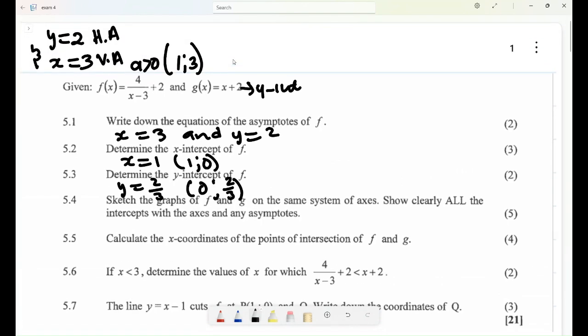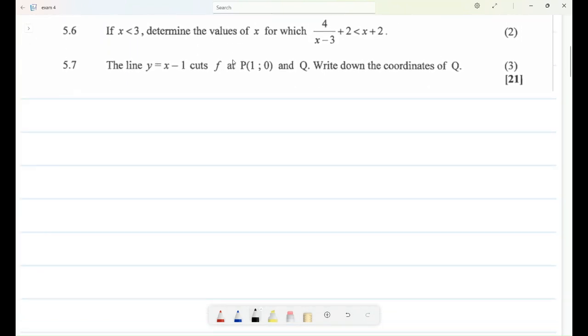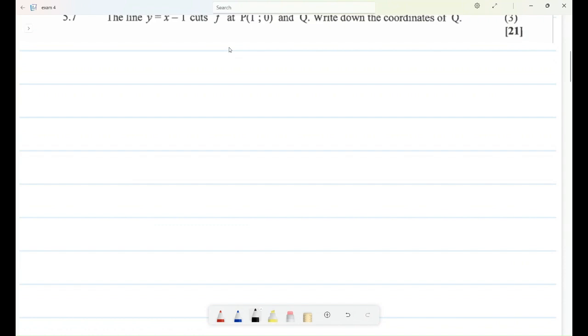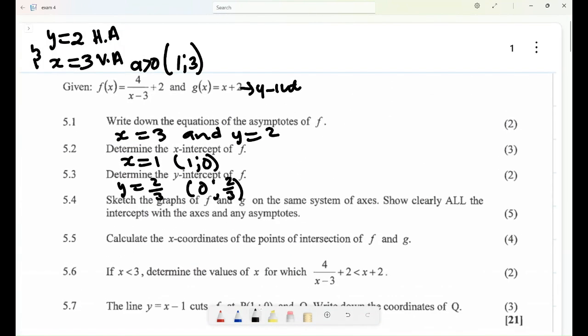I'll start drawing the graph of g. Remember, it will be on the same set of axes. Let me just draw my axes. All right. Let me check the asymptote. It is how much? Okay.